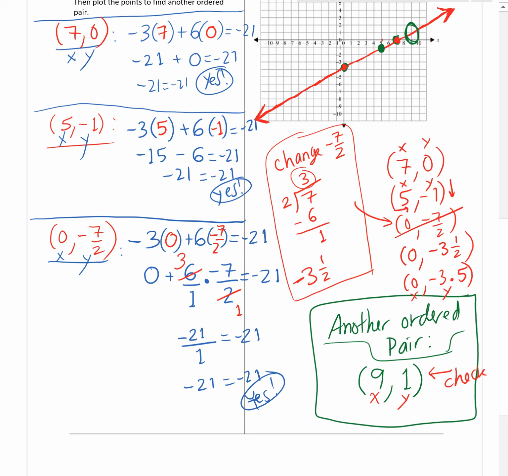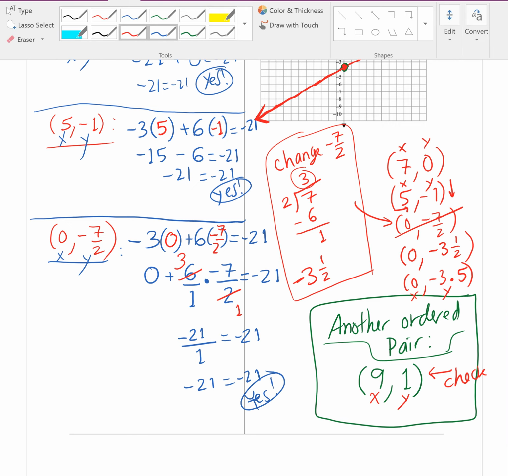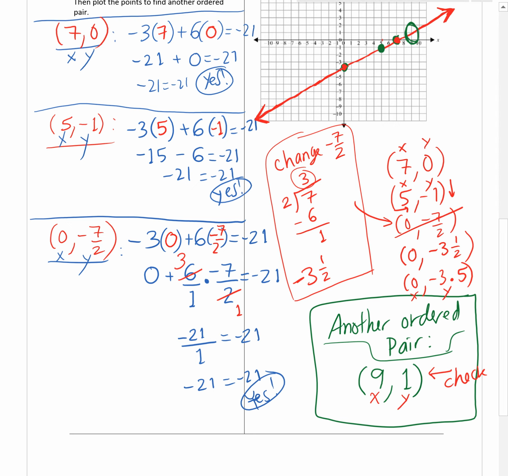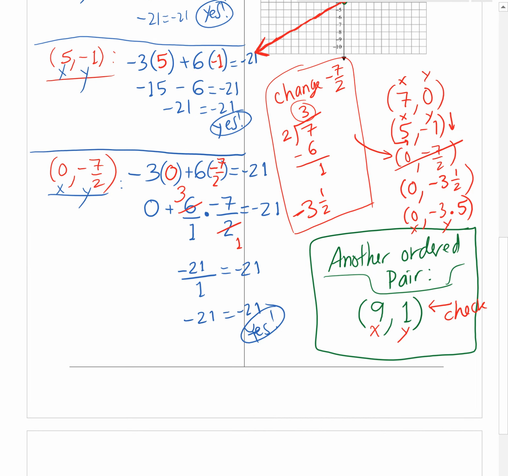I'm going to check this point to make sure it's correct, because it looks like a solution by looking at the line, but I want to be sure. All I have to do is substitute those values back into the original equation. Remember, the equation was negative 3x plus 6y equals negative 21. Let's see if I substitute those for x and y.